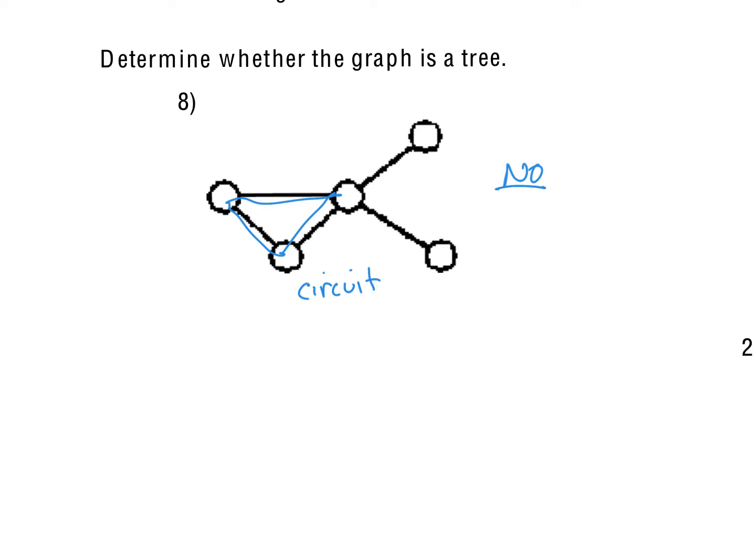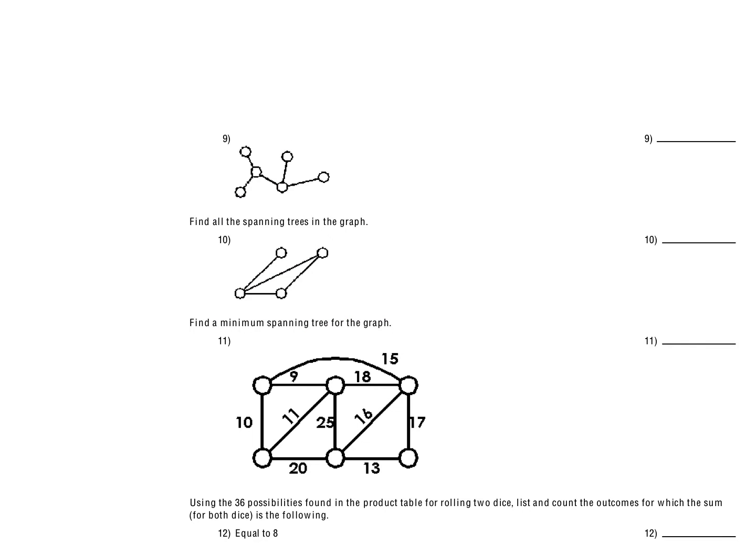A tree would have no circuits and would be connected. Determining if number 9 is a tree, yes. This is a tree because there's no circuits in it and it is connected.